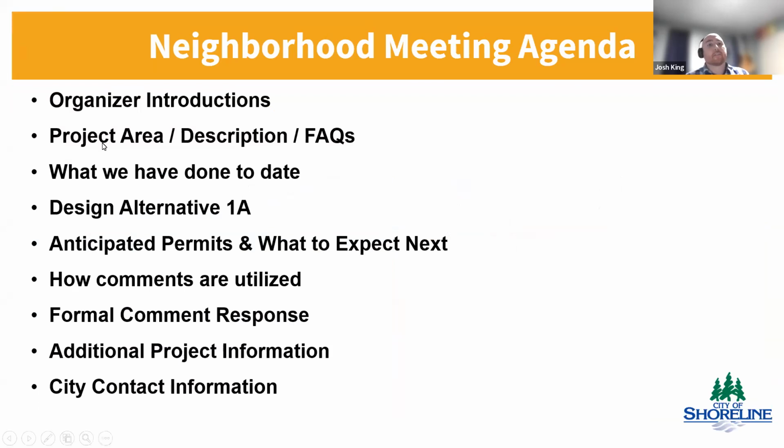Our neighborhood meeting agenda. What we'll want to talk about today: we'll provide some organizer introductions. We'll discuss the project area descriptions and some frequently asked questions. We'll talk about what we've done to date, discuss the design alternatives selected, and talk about some permits and what to expect next, and how comments received are utilized. Again, we'll talk about the formal comment responses that we have received to date and additional project information. Our city contact information will also be provided at the end of this presentation.